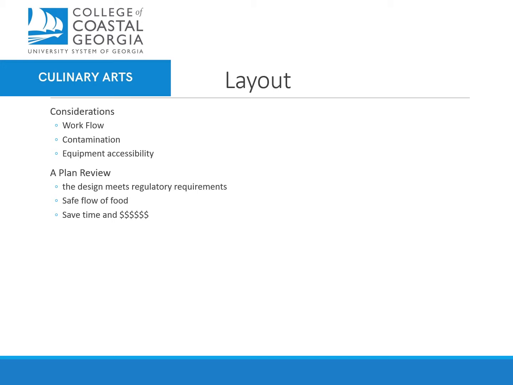It's much easier to address that in the design phase where it costs you nothing to erase it and move it over. So you want to do a plan review. It'll make the flow of food safer and it'll save you time and money.